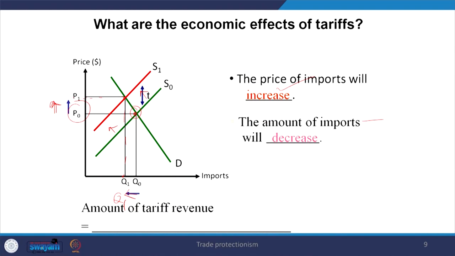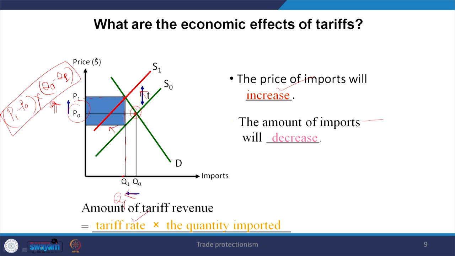Per unit, the distance is P1 minus P0, times Q0 minus Q1. So, this is the total revenue the customs office is going to receive, highlighted in this diagram. The tariff rate is basically mentioned by the vertical distance. As we understand in the microeconomic approach, the vertical distance measures the rate of tariff. Here also we have highlighted it as T.